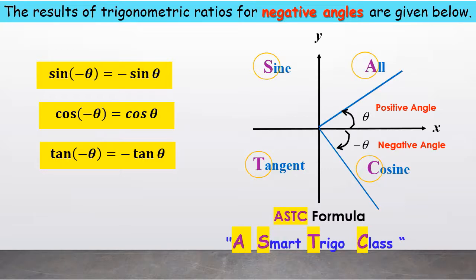The key concept of negative angles is whenever we have negative angles in trigonometric ratios, we have to assume that it's in the fourth quadrant here. It means that in the fourth quadrant, cos is positive. So therefore, we only have the positive value for the cosine of negative theta, equivalent to cosine theta.